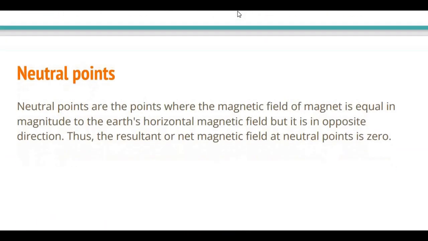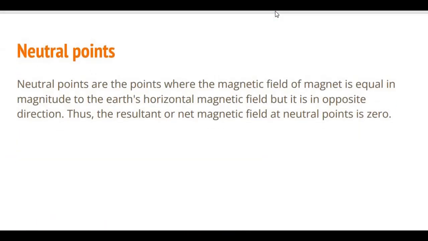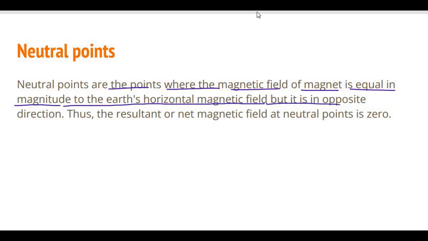So these four evidences are there which tell us that the earth produces a magnetic field. Now, what is the next thing? Neutral points. We have studied this. We will read the definition. Neutral points are the points where the magnetic field of a magnet is equal in magnitude to the earth's horizontal magnetic field but opposite in direction. Suno, tabhi to cancel karega. Magnitude equal hoga, lekin direction opposite hoga.